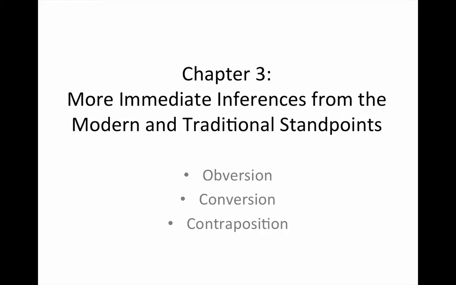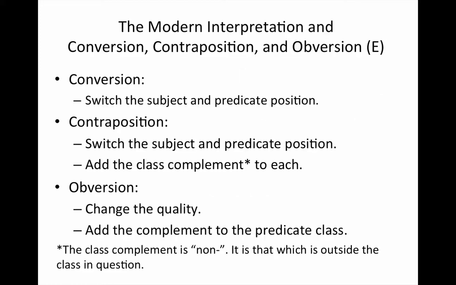There are three more immediate inferences that we are going to study in Chapter 3, Section 1. Those are obversion, conversion, and contraposition. As with the square of opposition, we will study these three immediate inferences from, respectively, the modern and traditional standpoints. Let's get started. We're now going to move on to a discussion of other immediate inferences.